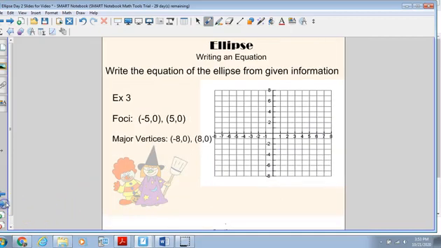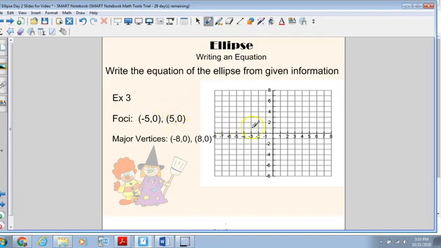And our last problem here, write the equation of the ellipse if we know that the foci are at negative 5, 0, and 5, 0, and the major vertices at negative 8, 0, and 8, 0. Okay, this time we don't know anything about the minor axis, but that's okay. If we've got two pieces of information, we can figure out the others. Between A, B, and C, as long as we know two of them, we can figure out the other.